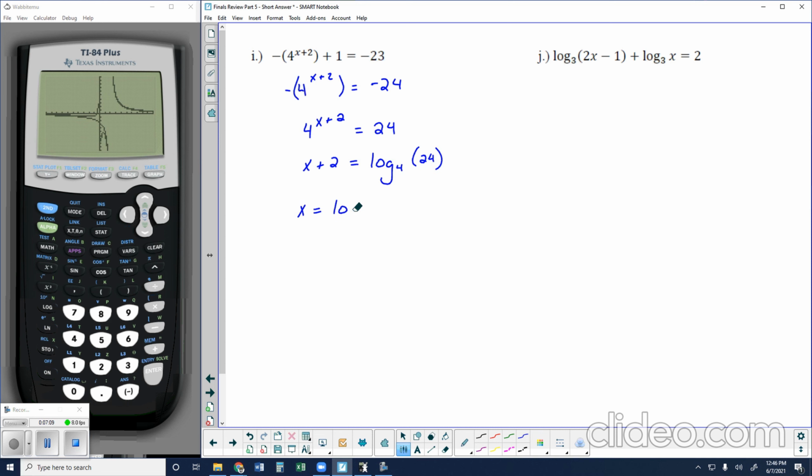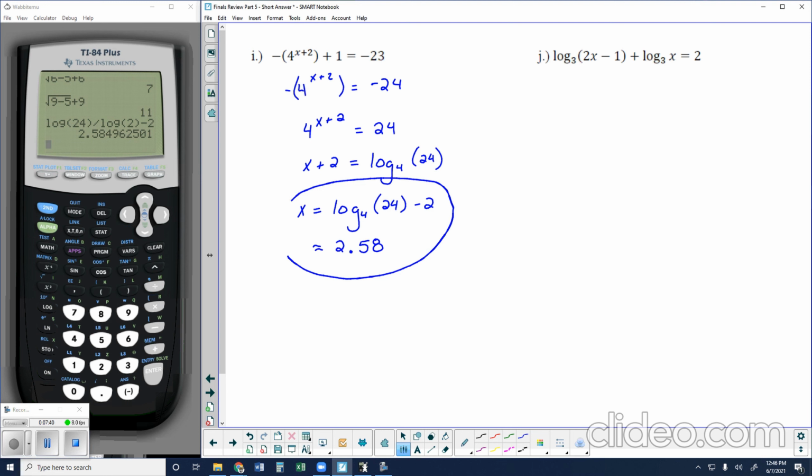Now I can isolate x by subtracting 2 from both sides, and I have an expression that is the exact answer for my equation. Commonly we round this answer, which I can do quickly using the change of base formula: log of 24 divided by log of 4, minus 2. This gives me an approximate answer, rounded to 2 decimals, of approximately 2.58. So we can solve exponential equations through inverse operations using logarithmic equations.